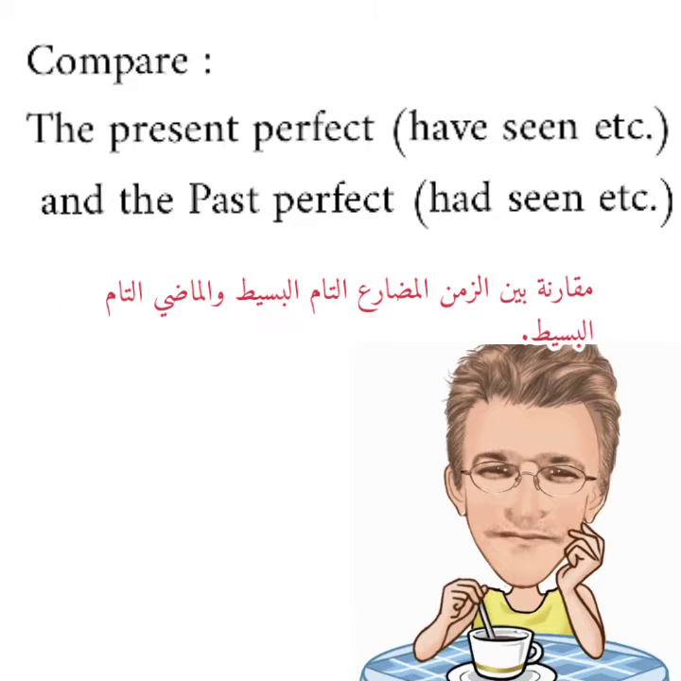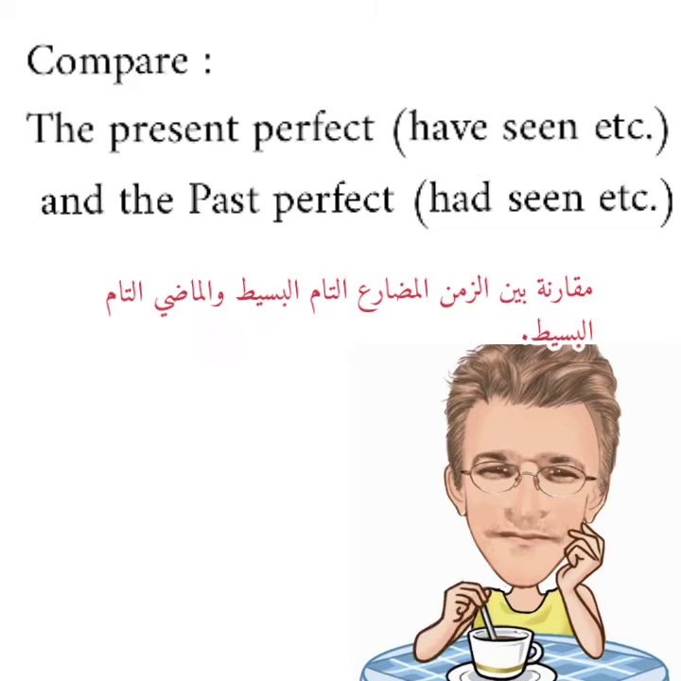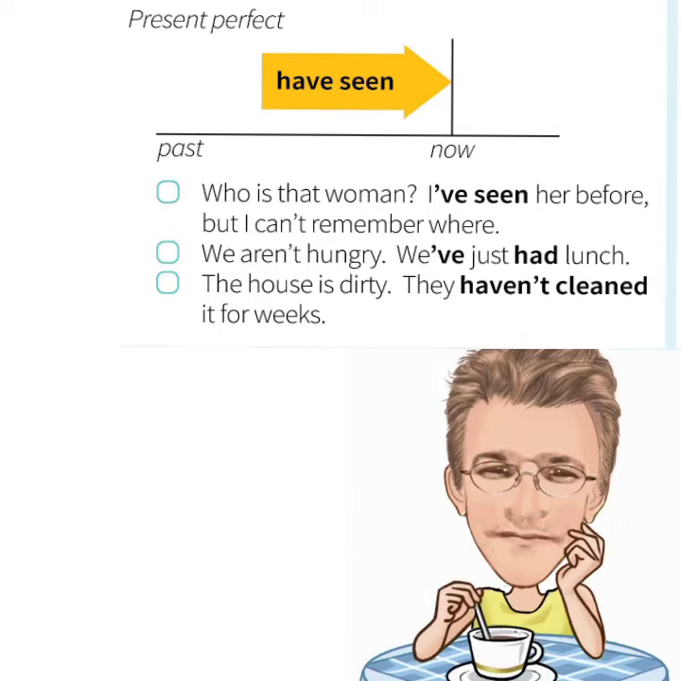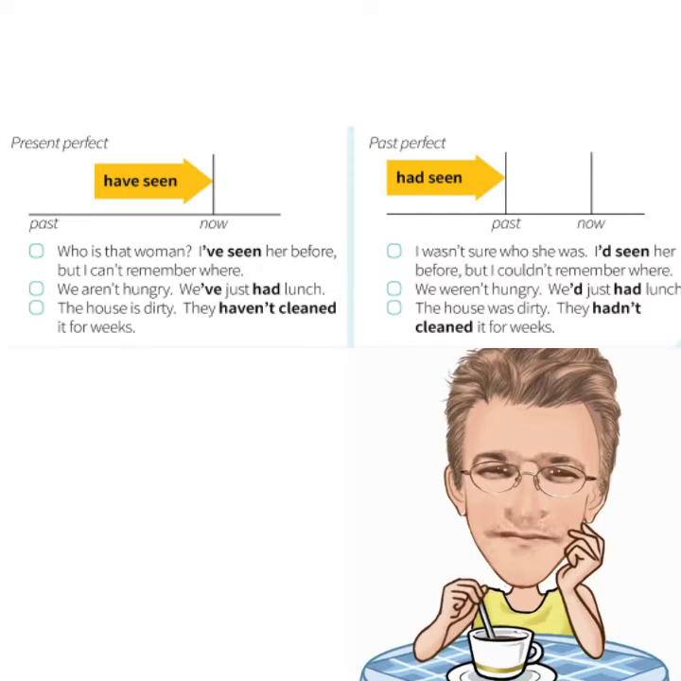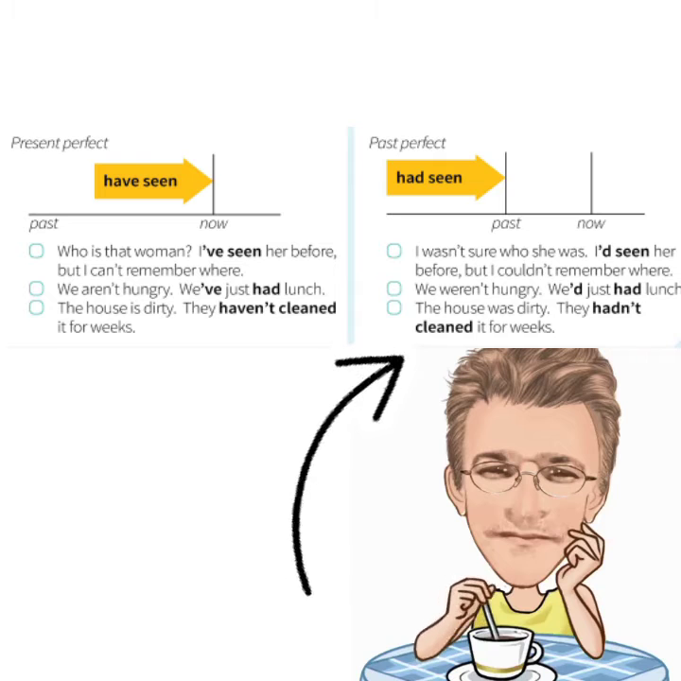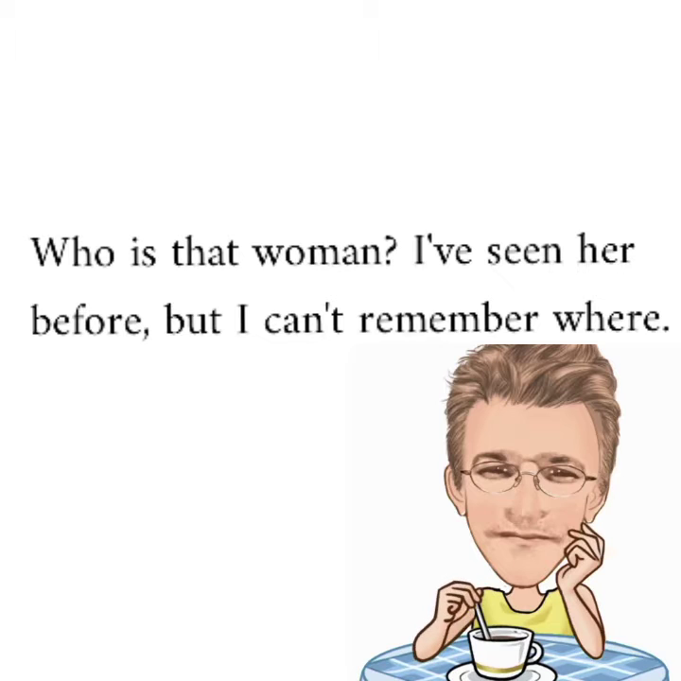Now we make a comparison between the present perfect, have seen, and the past perfect, had seen. Be careful and pay more attention to the examples below. See the diagram and the difference between the two tenses. First, I read the sentences in present perfect, and next I read the sentences in past perfect. Pay attention with me. Who's that woman? I've seen her before, but I can't remember where.